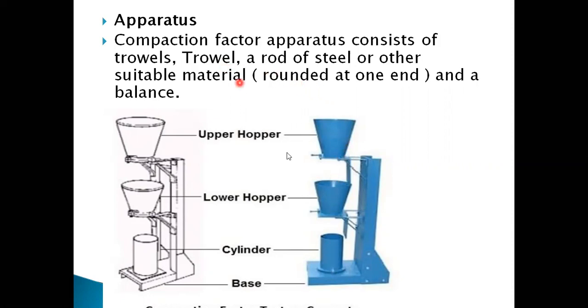We also require the trowel for placing the concrete into the hoppers and leveling the top surface of the cylinder. A steel rod or suitable material is required for the compaction, and a weighing balance for batching the ingredients of the concrete.